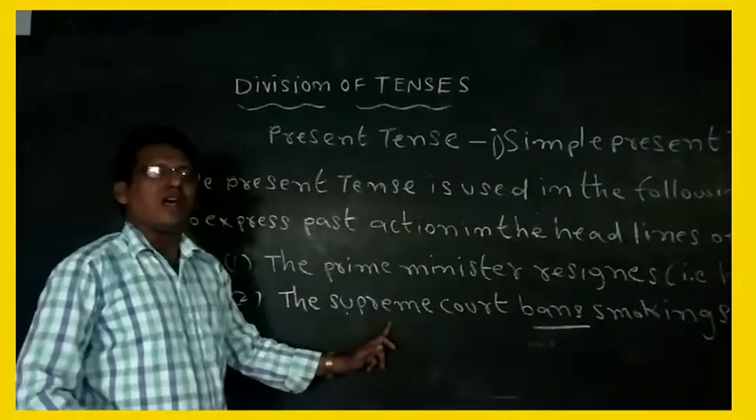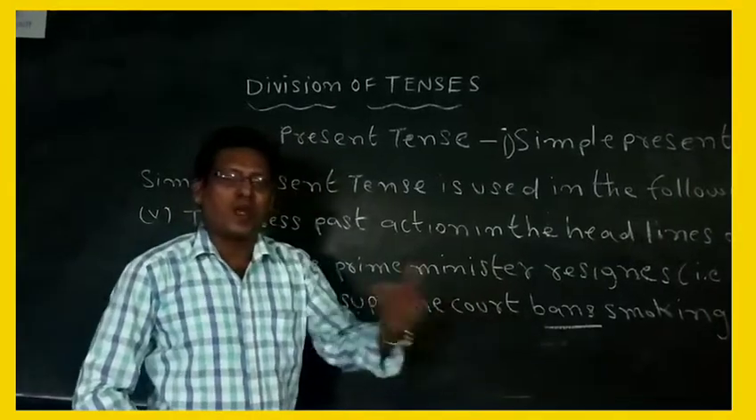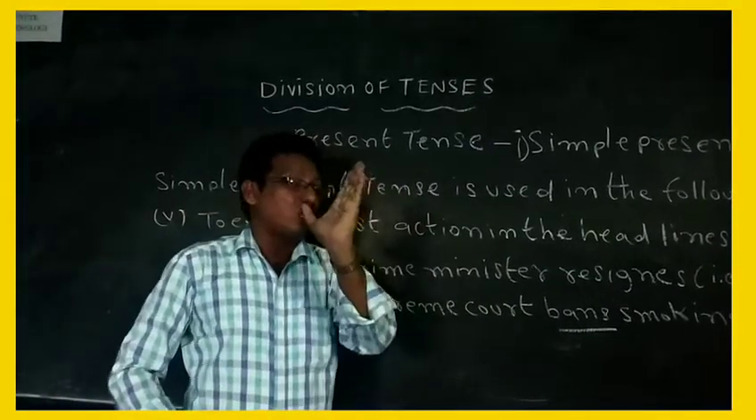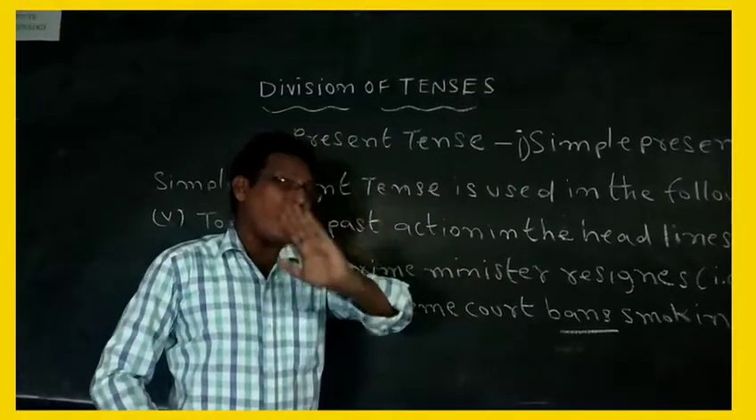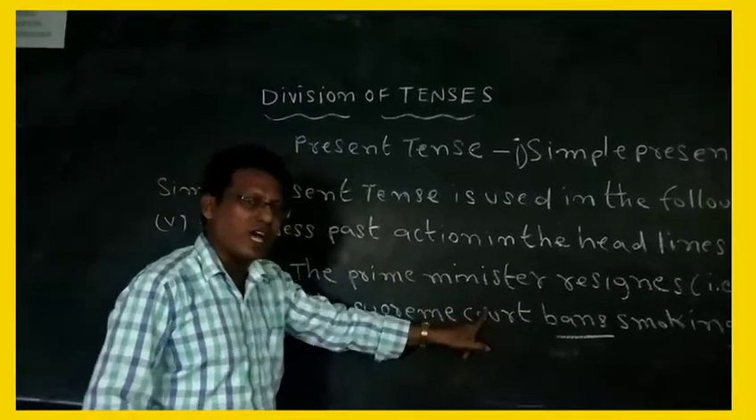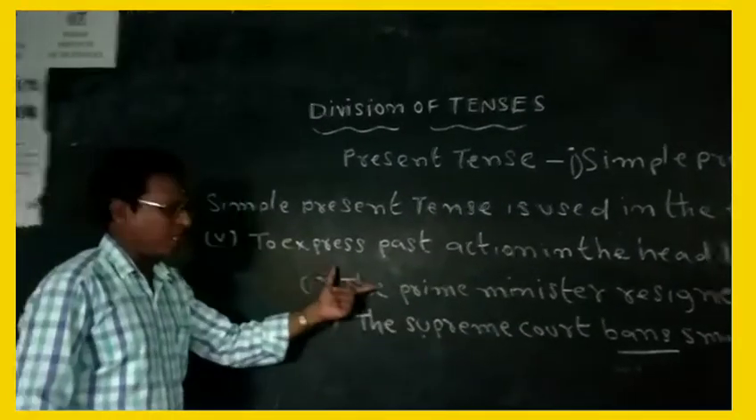The government gives special bonus to the employees, like that. We can use simple present tense to write the headings of the newspapers, even though the actions happened in the past. This is very important that you have to know regarding the fifth occasion in simple present tense.